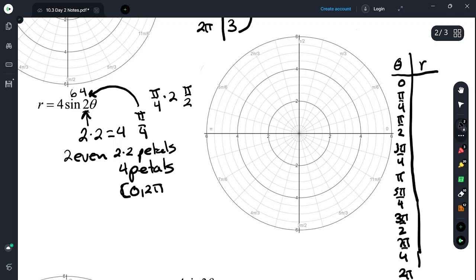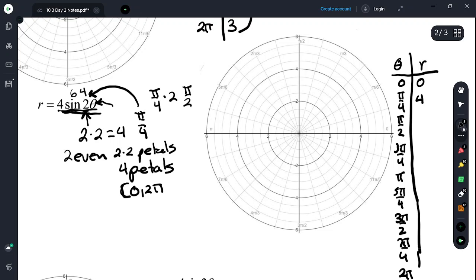But I've got good news for you. We don't have to plug values in for all of these because there is a pattern. When you count by pi over 4s, there ends up being a pattern. So let's see what we get when we plug 0 in. Sine of 0 is 0. And then if we plug pi over 4 in for that theta, we get sine of pi over 2, which is 1. So that's 4.